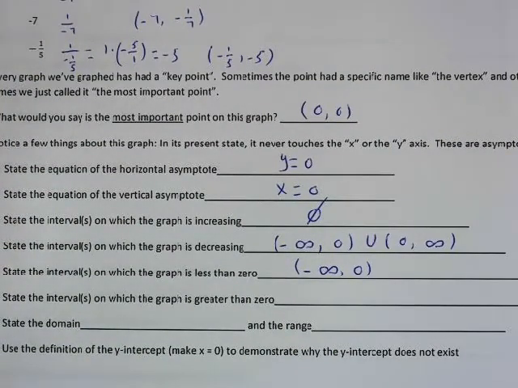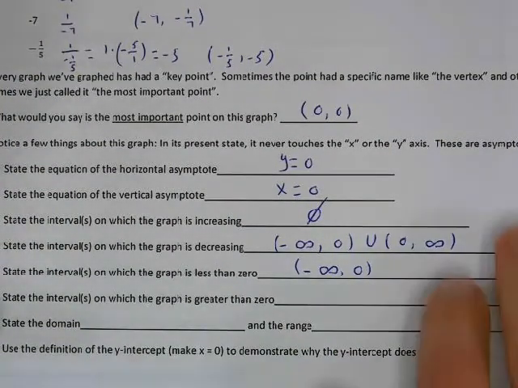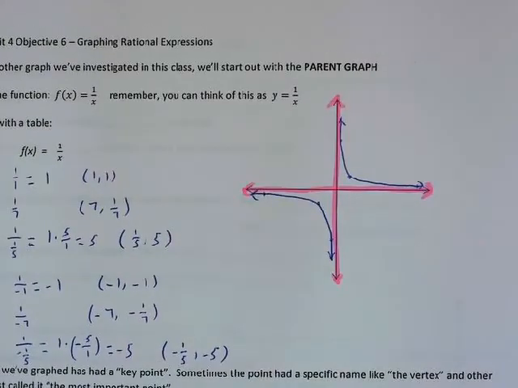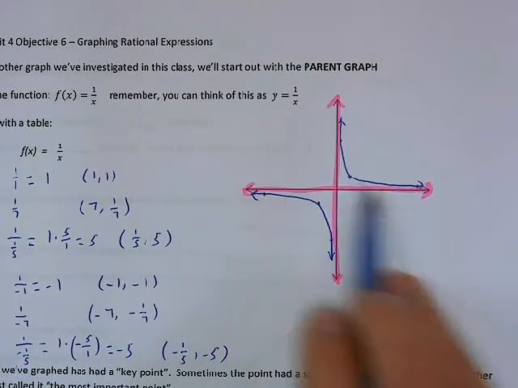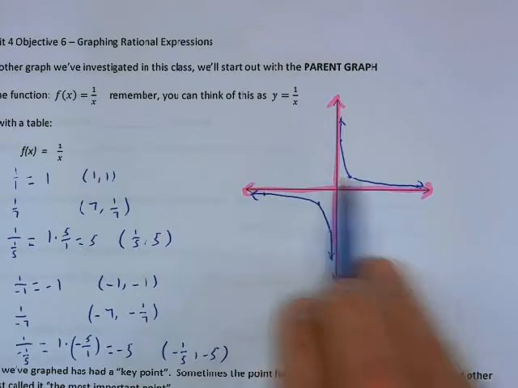Okay. Next, when is our function greater than 0? In other words, when is it positive? When is it above the x-axis? Well, that's this whole piece here. So from 0 to infinity.